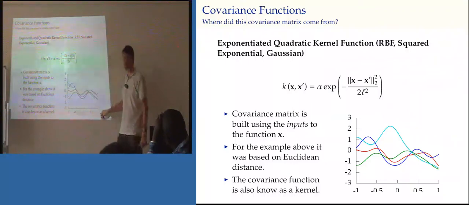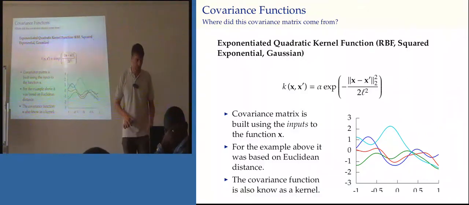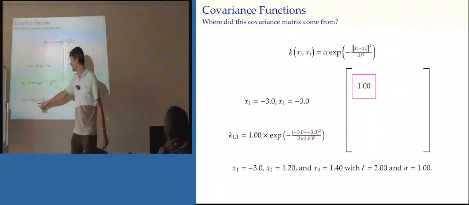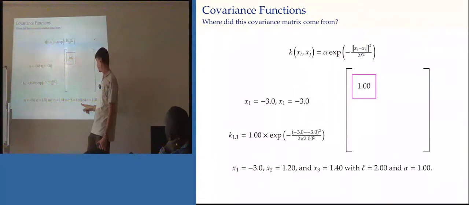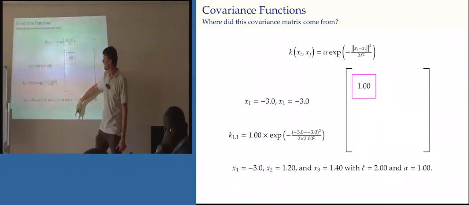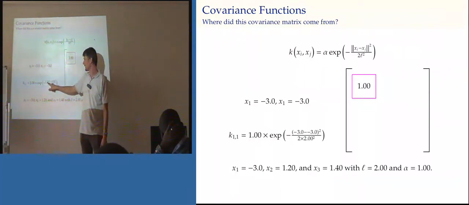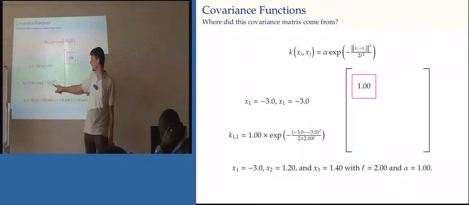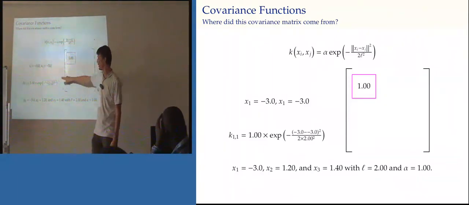So the way I'm plotting these is just taking a discrete number of points, say 100, computing this matrix for those 100 points. To give you a sense of how we compute that matrix, here's an example where we've got 3 input points, -3, 1.2, and 1.4, and we have a particular length scale. And alpha I've just set to 1. So if we want to compute this matrix, we first take x1 and x1, feed it into our covariance. x1 is -3, so we get -3 minus -3, divided by 2 times L squared. Compute the negative exponential of that, and it comes out as 1 because this was 0.